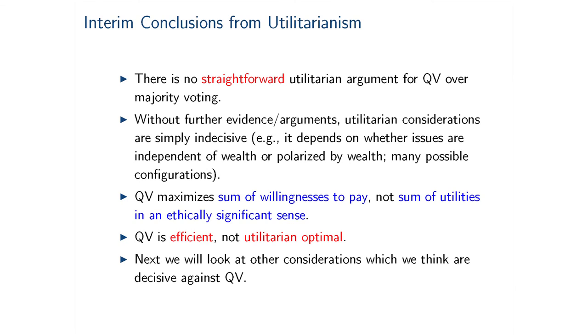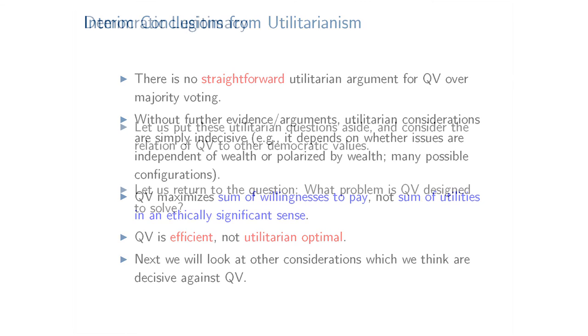So finally, our takeaway is that there's no straightforward utilitarian argument for QV over majority voting. It depends. QV maximizes the sum of willingnesses to pay, not the sum of utilities in an ethically significant sense. It's efficient, but it's not necessarily utilitarian optimal. So up to now, it's ambiguous. And now we're going to look at other considerations that we think are more decisive against QV.